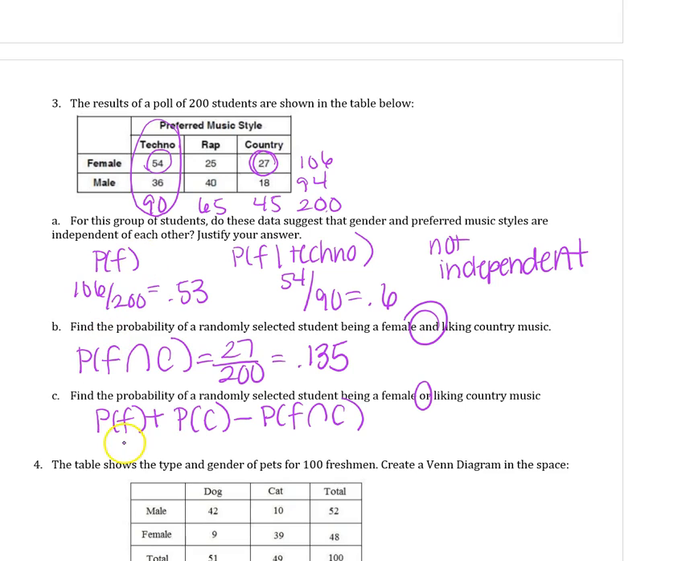So probability of females was 106 out of 200. We actually calculated that earlier. Probability of liking country looks like it's 45 out of 200. Take away any overlap. So females and country, which was 27 out of 200, which is 124 out of 200 by just adding 106 and 45 and taking away the 27. It gives me 124, and when I divide, I get 0.62, and that's some work with OR.